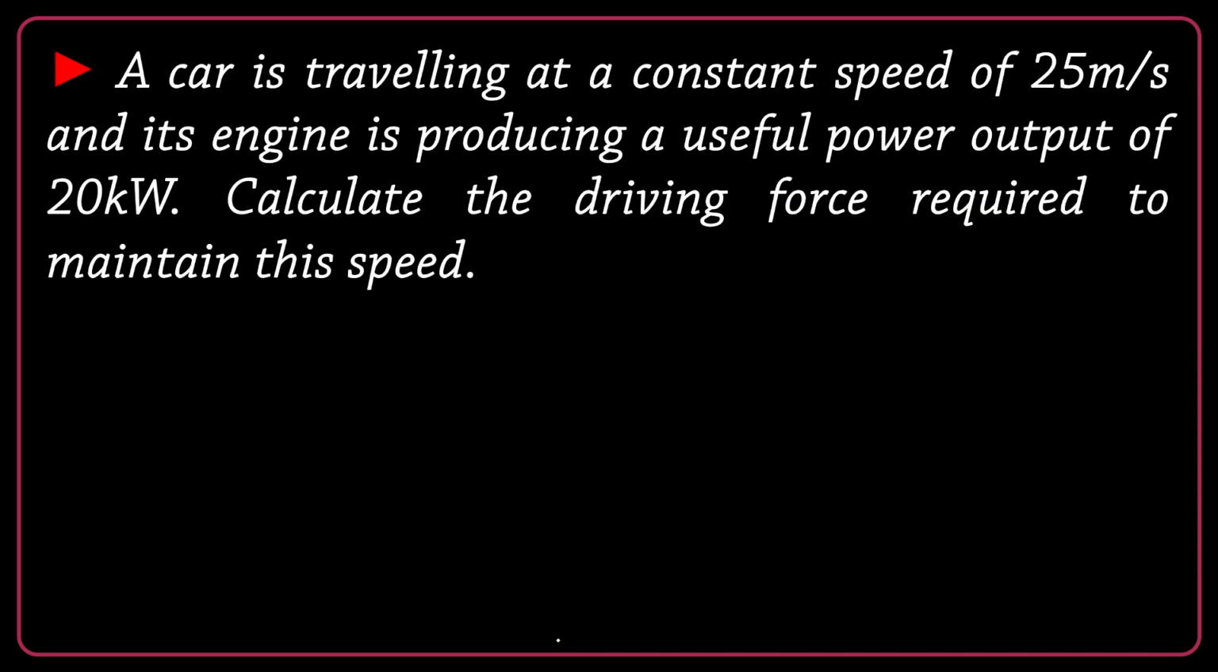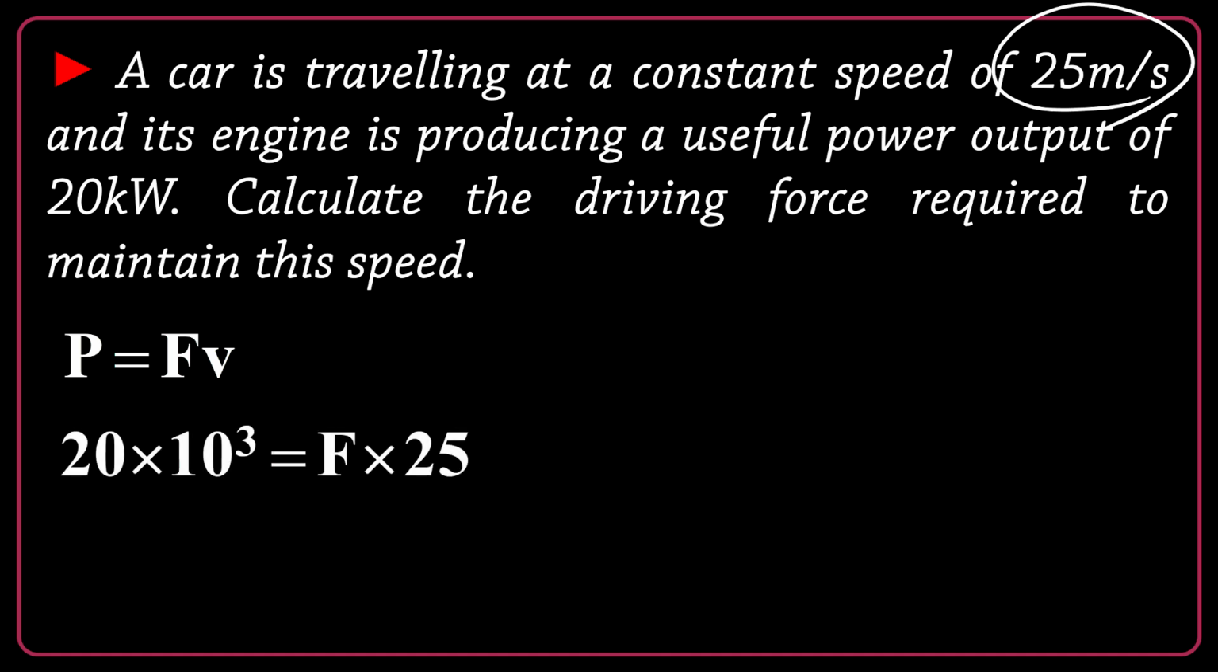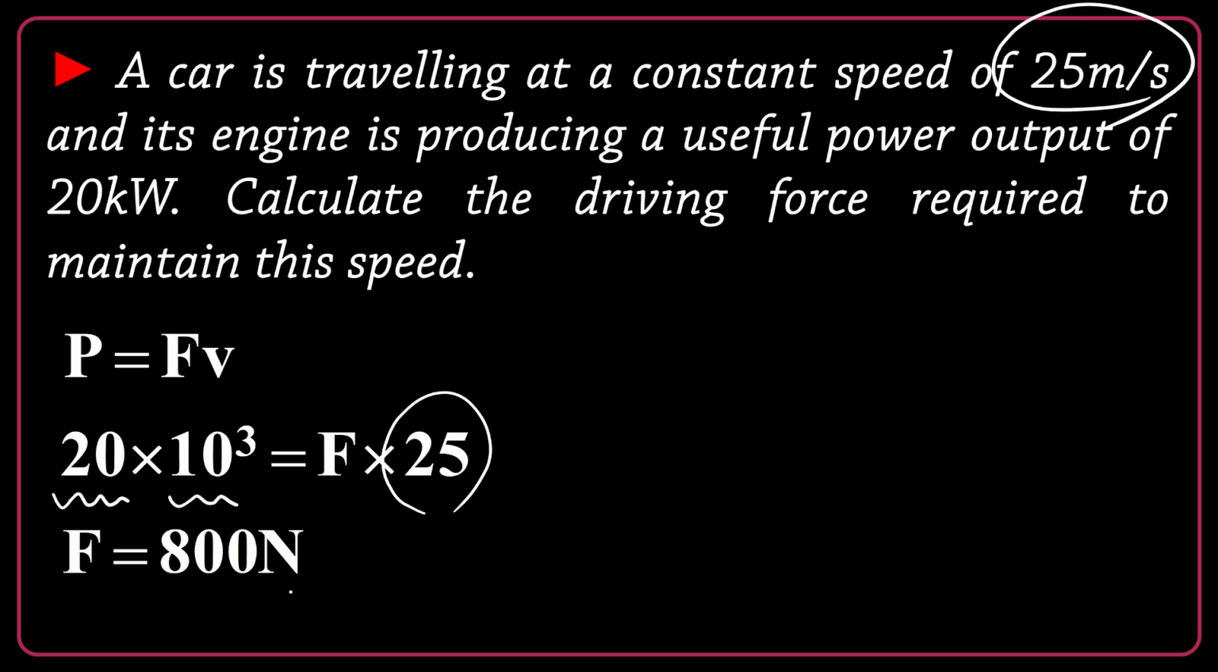A car is traveling at a constant speed of 25 meters per second and its engine is producing a useful power output of 20 kilowatts. Okay, so calculate the driving force required to maintain this speed. It's very easy because the speed is constant, so I just use P = Fv. And then I plug in the values. Kilowatt means 10 to the 3, so 20 times 10 to the 3, divided by 25 meters per second. So the force is going to be 800 newtons. This is the forward force generated by the car.